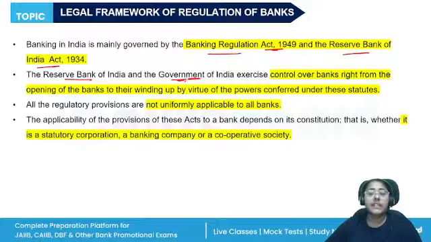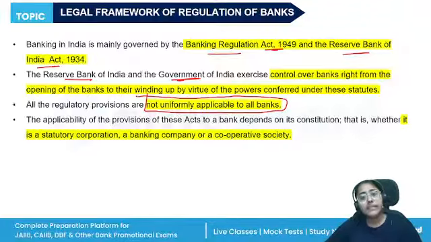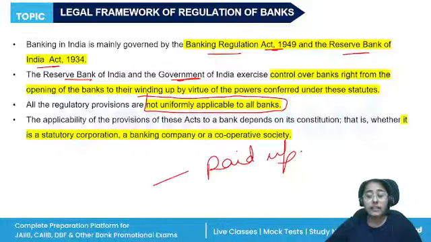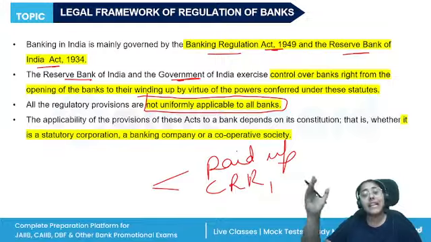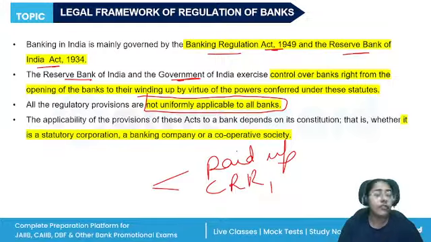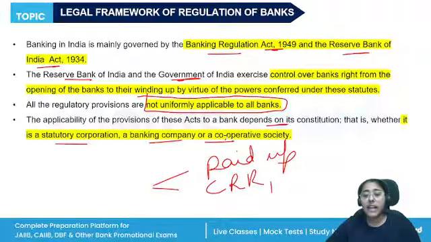All right. However, the regulatory provisions are not uniformly applicable to all the banks, all the types of banks, public sector, private sector, scheduled, cooperative banks. There are different provisions. For example, if we talk about the paid up capital reserves or maintenance of the CRR and SLR, it is different for different categories of banks, all of which is covered in your module A, right? So the applicability depends on the constitution of a bank, whether it is a statutory corporation, a banking company, or a cooperative society. This you will be seeing in the unit 3 and unit 4 regarding how the provisions are applicable.